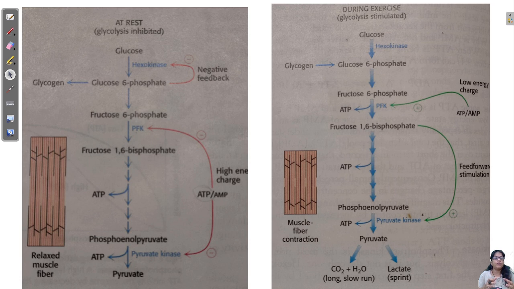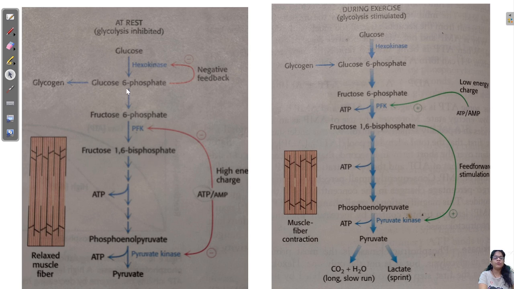Okay, now at rest what happens? The glucose should never go for glycolysis. For that to happen, the glucose 6 phosphate, whatever is converted, has to get converted into glycogen. See, here it's a negative thing that is happening. Instead of going for this cycle, the glucose 6 phosphate would immediately get converted into glycogen and stored in the body, so that the glycolysis cycle is completely inhibited.